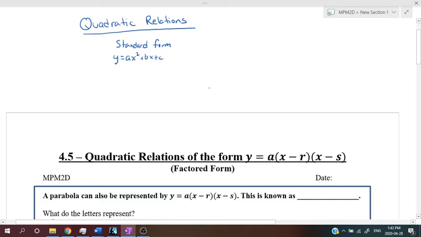We spent quite a bit of time looking at vertex form, which as you know looks like this. And vertex form is great because that h and that k tell us our vertex, right? So we know that the hk is the vertex. And standard form is pretty handy because the c is our y-intercept. Now we're going to spend a bit of time looking at factored form.